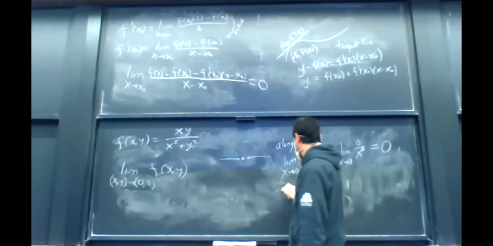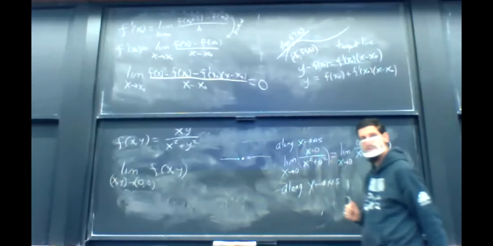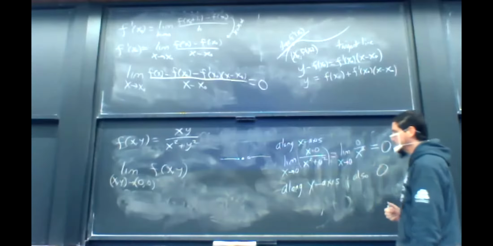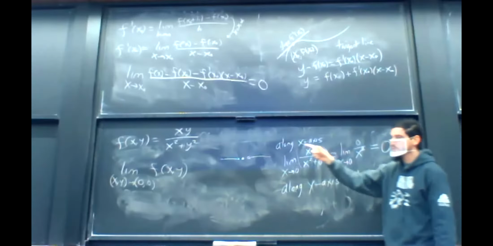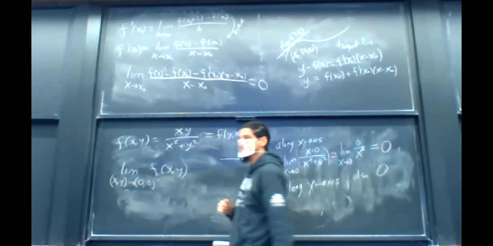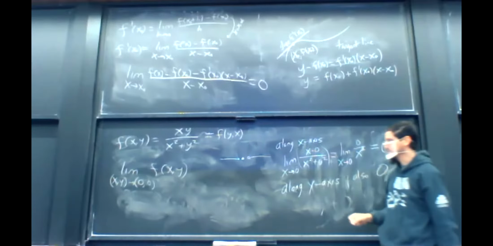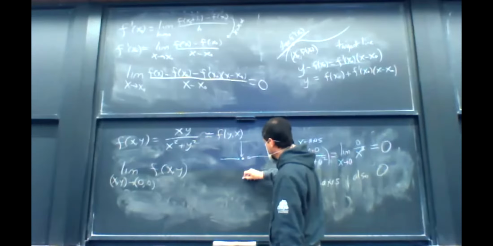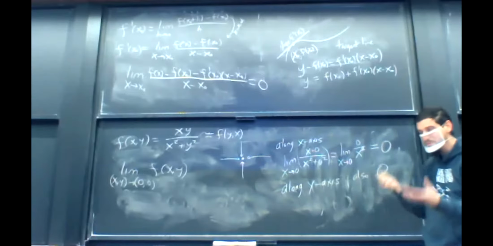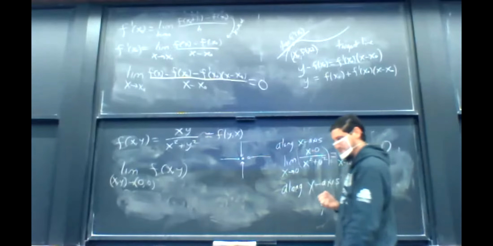By symmetry, what did you get along the y-axis? 0. The easiest way to see that is I can't tell the difference between x and y. If I flip them, I have the same function. So whatever's happening along the x-axis, I should be seeing the same thing along the y-axis. So does this mean that the limit is 0? Okay, why not? I checked 2 paths. You can come in different directions.